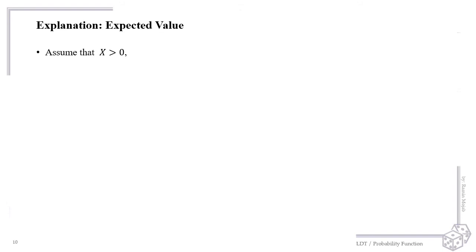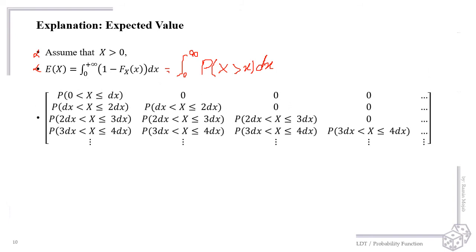What is the logic behind the definition of the expected value? Assume that X is a positive random variable, and therefore the expected value of X is this integral. We know that this integral is the integral of these probabilities, X is greater than x, d of x. Since this is an integral of probabilities, we can say that the expected value of X is the sum of all elements of this matrix, because, for example, the sum of elements of the first column is the probability that X is greater than 0.